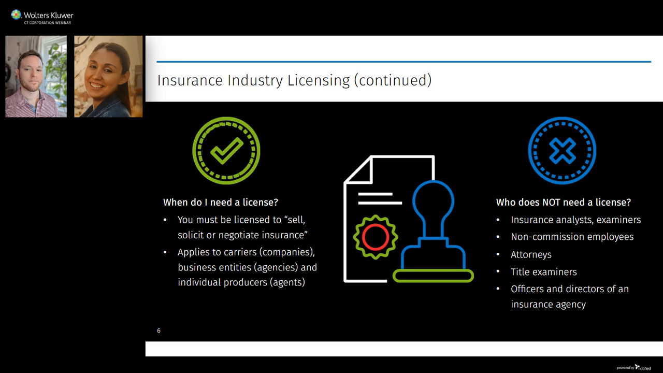California's exact license statute, I have it written down here, for example, reads, quote, "Unless exempt by the provisions of this article, a person shall not solicit, negotiate, or effect contracts of insurance unless that person holds a valid license from the commissioner authorizing the person to act in that capacity." So there you go. Now this applies across the board to companies or the carriers, business entities or agencies, and the individual producers.